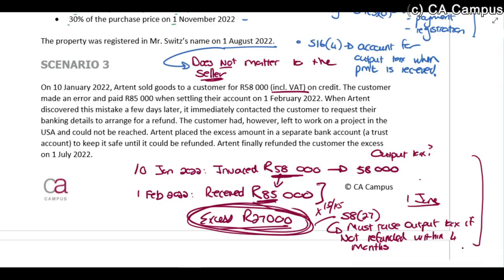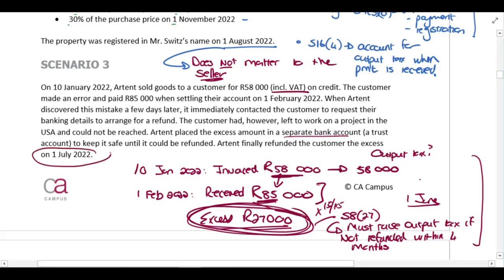Okay, so they tell you, when Artent discovered this mistake a few days later, it immediately contacted the customer to request their banking details to arrange for a refund. The customer had, however, left to work on a project in the USA and could not be reached. So Artent placed the excess amount in a separate bank account, which is a trust account, to keep it safe until it could be refunded. Artent finally refunded the customer the excess on the 1st of July.